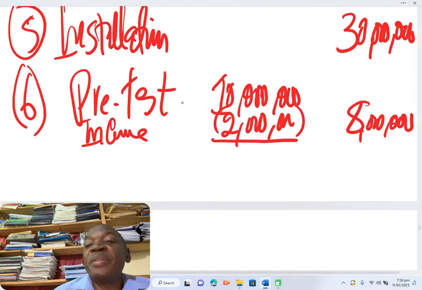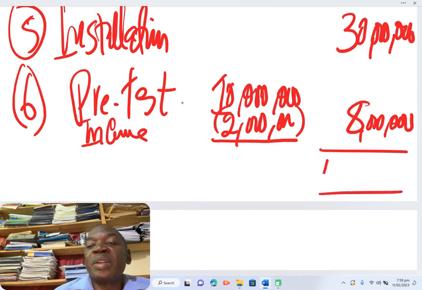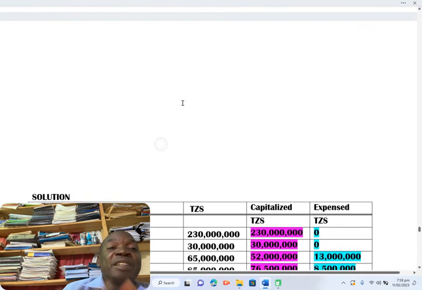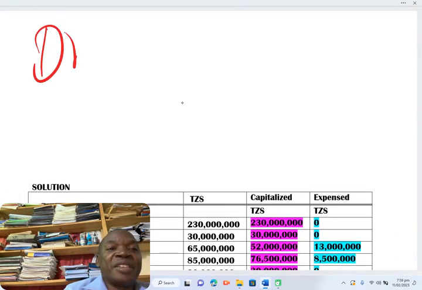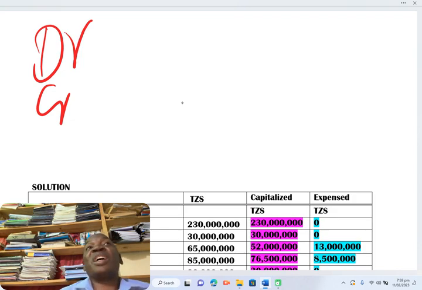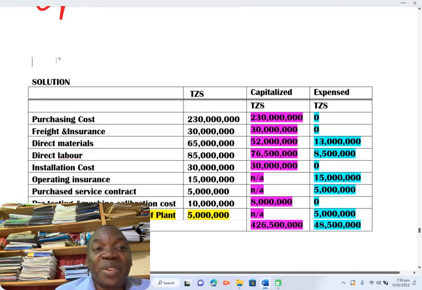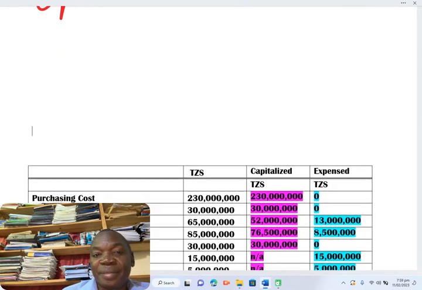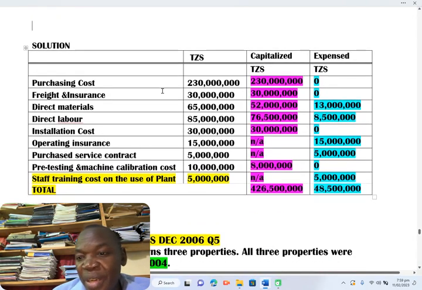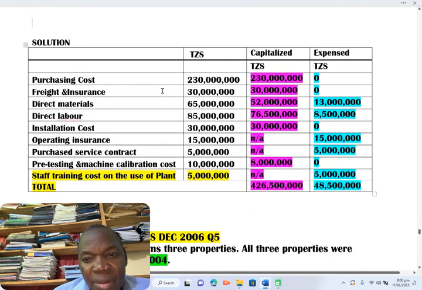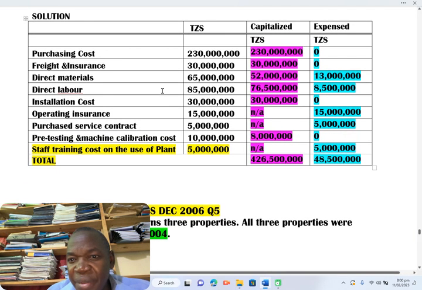Haya, mmepata ngapi? 26 laki tano. Kwa asset initially kuna debit na credit. Tumeshajifunza. Wewe umepata ngapi kwanza? 600. Bora ukapata chache.